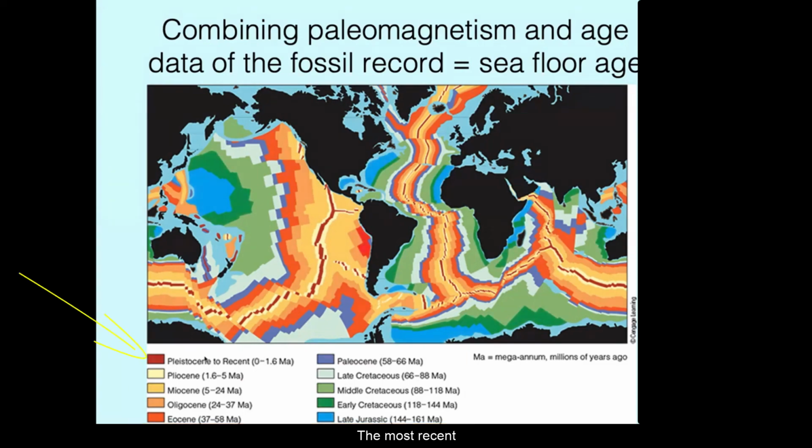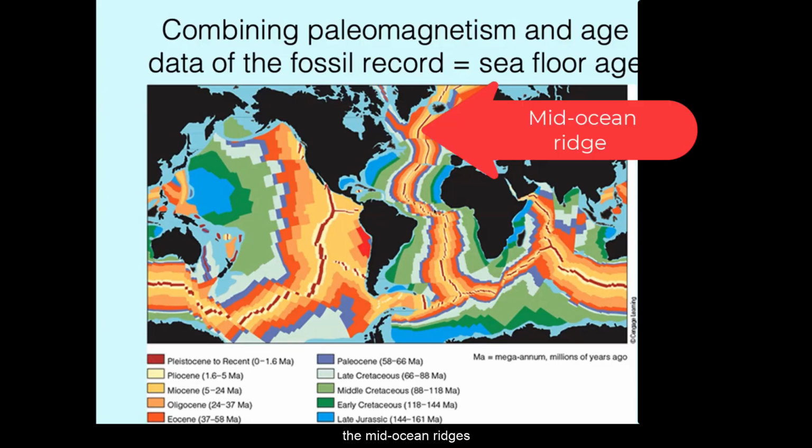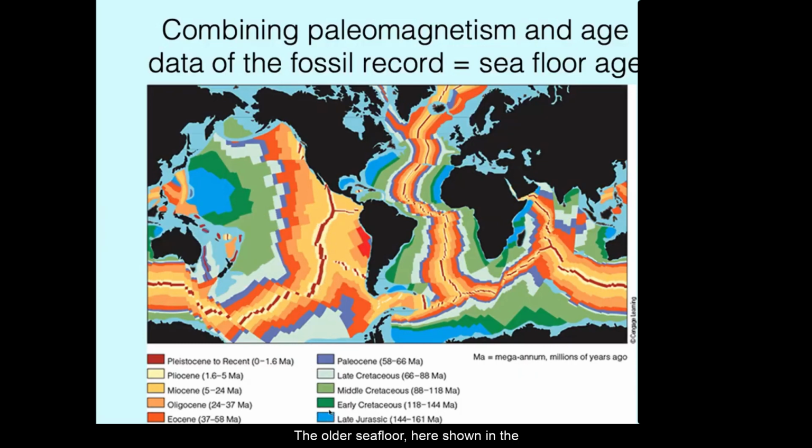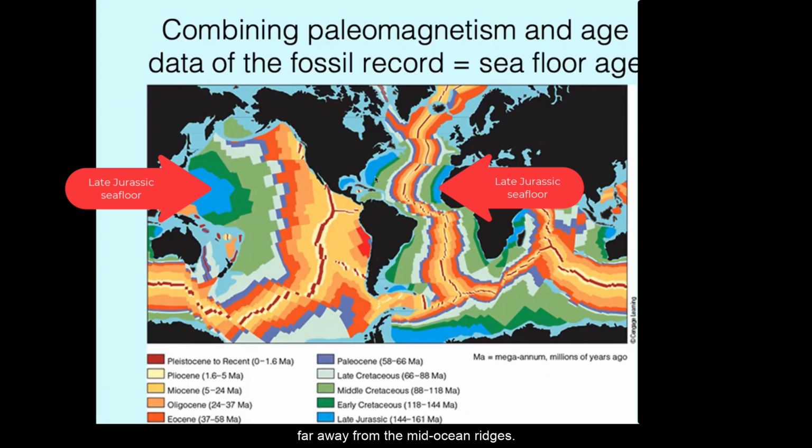The most recent ocean floor, dated from the Pleistocene to the present age, is revealed in this burgundy color. And as you can see, that burgundy color is present right along the mid-ocean ridges and the East Pacific Rise on the eastern side of the Pacific Basin. The older seafloor, here shown as a turquoise blue color, the late Jurassic between 144 and 161 million years ago, is detected far away from the mid-ocean ridges.